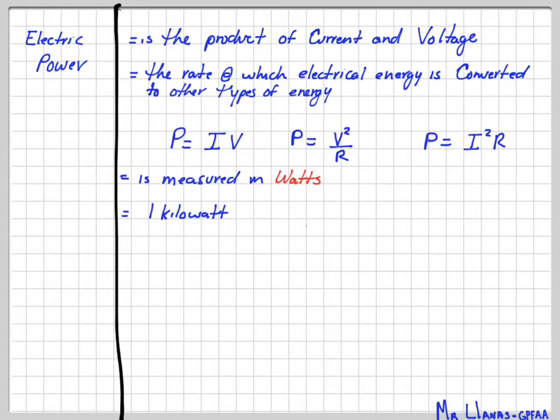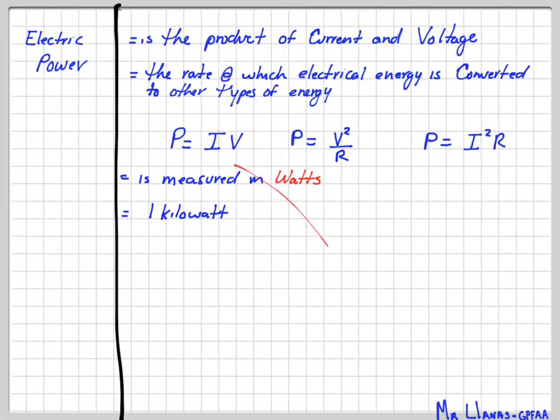Now, there are three equations for power. The first one, right here, says power is the product of the current and the voltage. Well, you see that in the very first one.